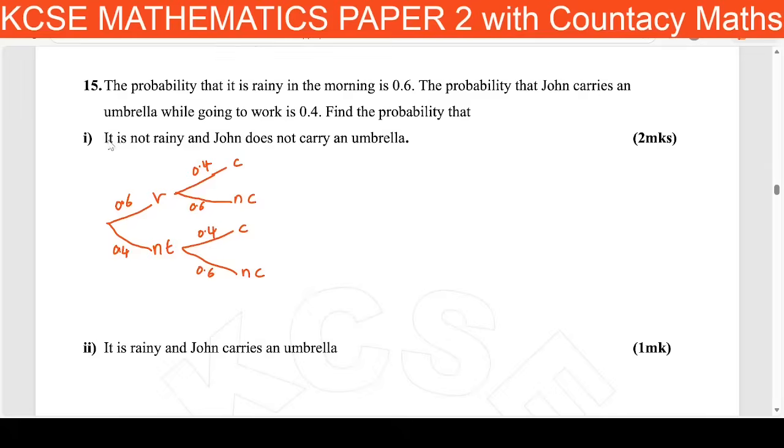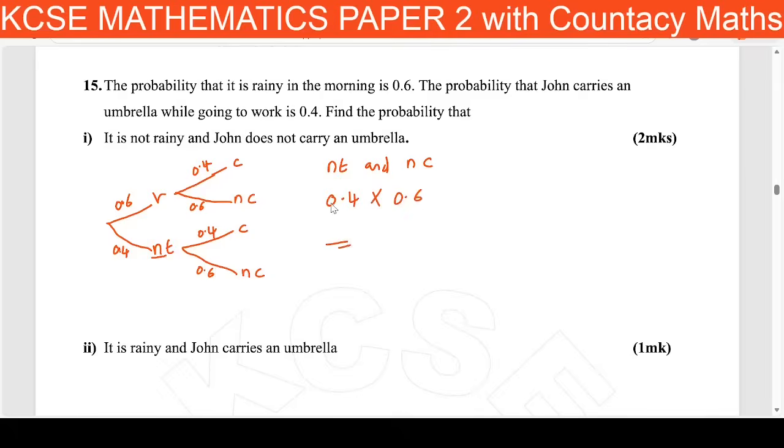So let's go ahead. So what's the probability that it is not rainy? It is not rainy. So we are looking at this. It is not rainy, and John does not carry an umbrella. Not carry umbrella. Okay, so not rainy. So what we do is that we pick the probability for not raining, which is 0.4, and we multiply that by not carrying the umbrella, which is 0.6.